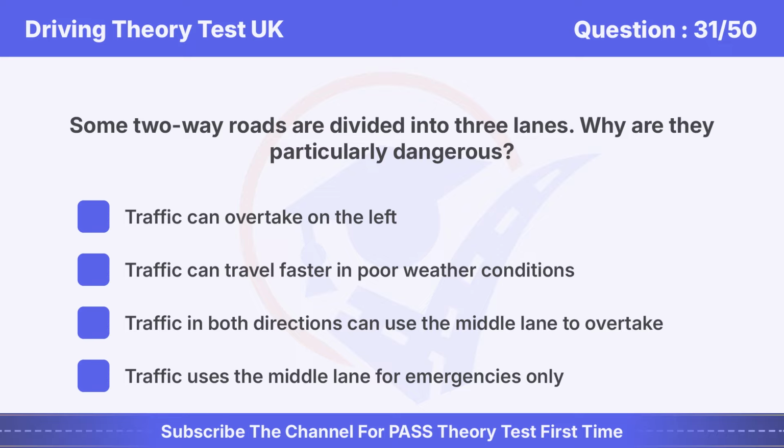Question 31. Some two-way roads are divided into 3 lanes. Why are they particularly dangerous? Option A. Traffic can overtake on the left. B. Traffic can travel faster in poor weather conditions. C. Traffic in both directions can use the middle lane to overtake. D. Traffic uses the middle lane for emergencies only.